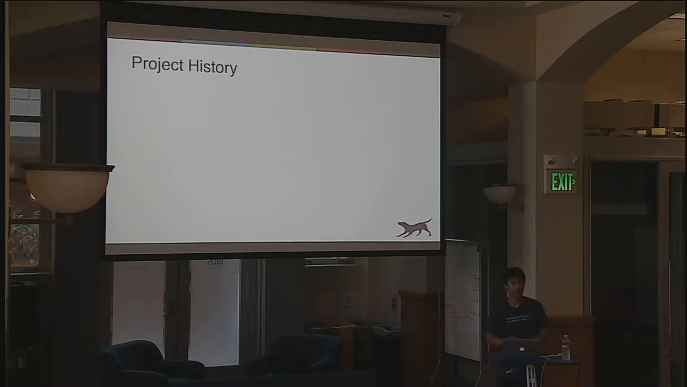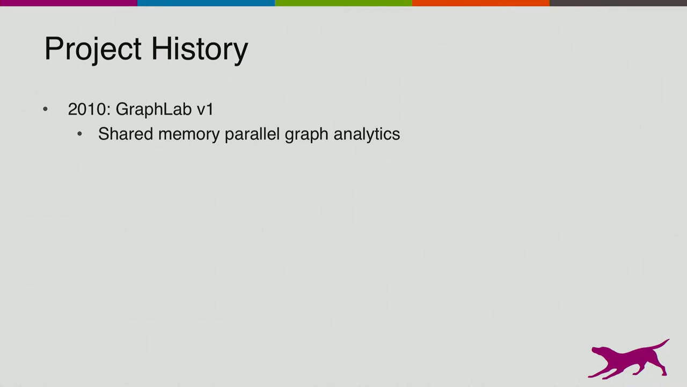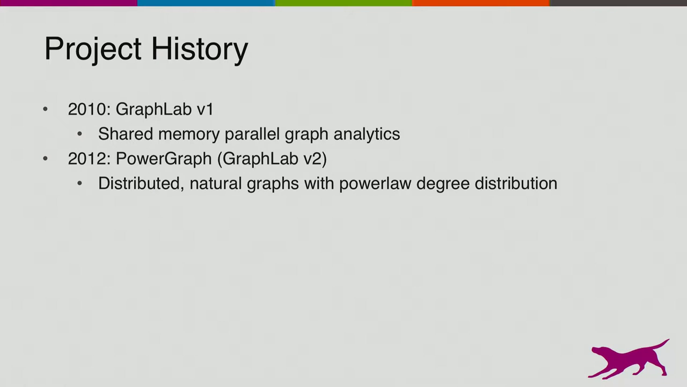A little bit of history for the GraphLab project. The first version of GraphLab started in 2010 with the goal of parallelizing graph analytics algorithms and graphical model belief propagation algorithms on a single machine using a shared memory architecture. Two years later, we extended the shared memory architecture into a distributed setting, but with a different focus on natural graphs with power law degrees.